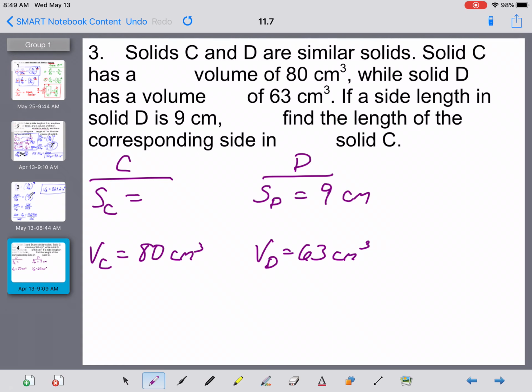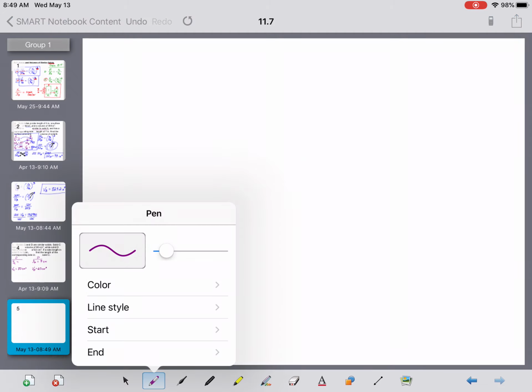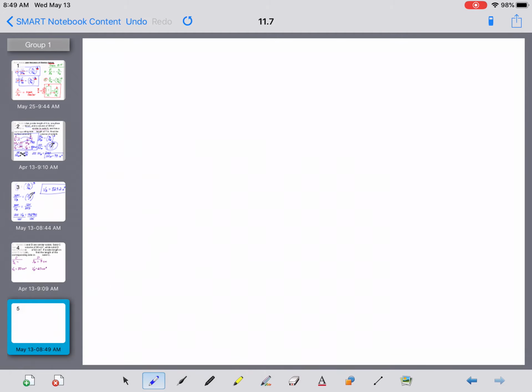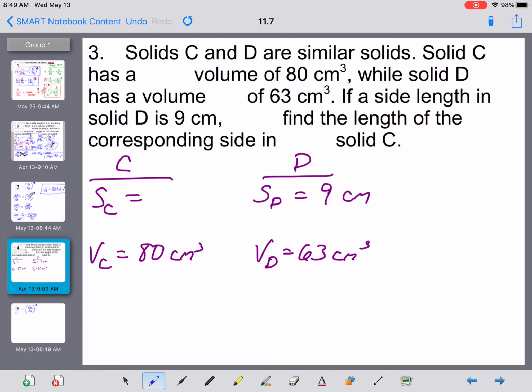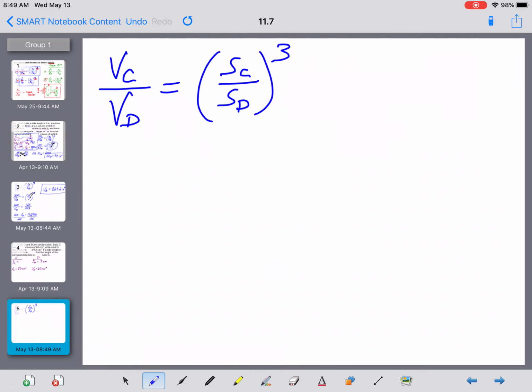So we're talking volume, so I'm going to open a new page right here to give us plenty of room, and let's get working now on that second formula we wrote down earlier today. The volume of one solid, I'm going to say the volume of solid C, compares to the volume of a similar solid, D, in the same manner as their scale factor, side of C compared to side of D, but since volume is 3-dimensional, that ratio, that scale factor, is going to get cubed. And let's fill in what we know. The volume of C was 80. We'll put that right here. And the volume of D, similar to it, was 63.